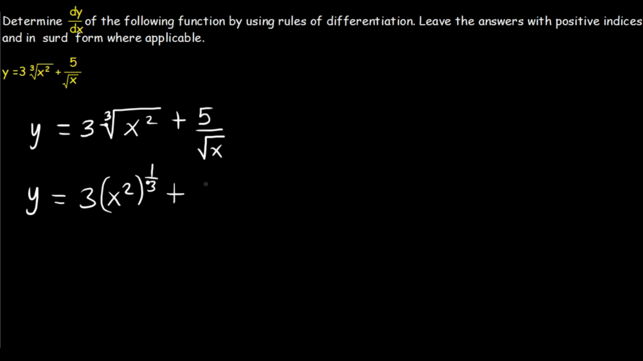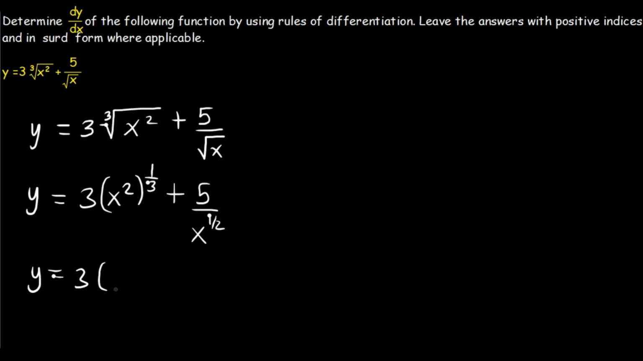Let's express this last part. Let's say plus 5, over root of x. So this is just the same as 5 over x to the power of half. Alright, so now we need to express this part as well and simplify this part. Okay, so that's the next stage.